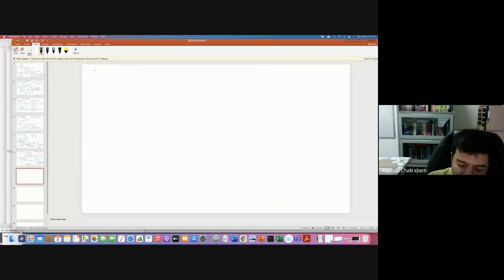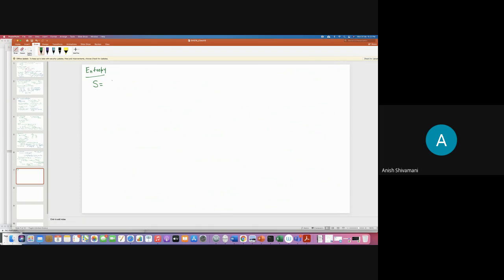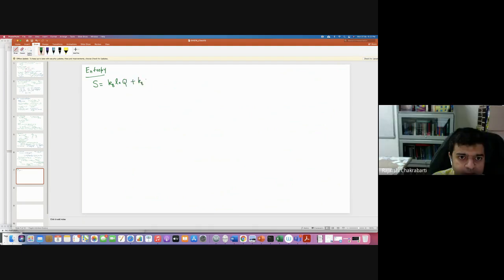Now let us calculate something else. What next can I calculate? I can calculate entropy. Entropy is a very important thermodynamic function. How do I calculate entropy from the canonical partition function? It was done in the class. Remember the expression? S equals kB ln Q plus kBT d/dT of ln Q. This is the expression.